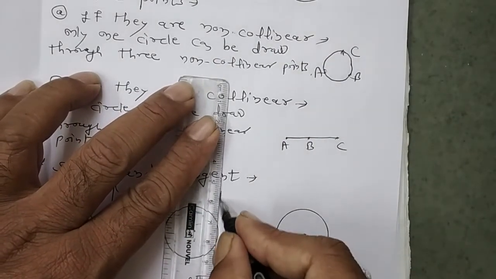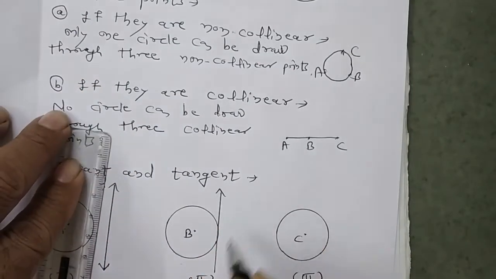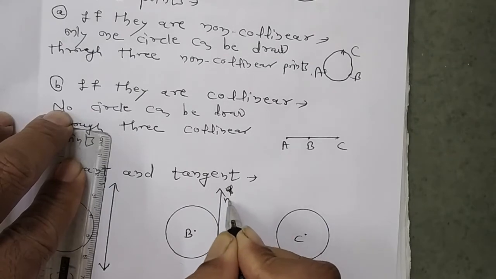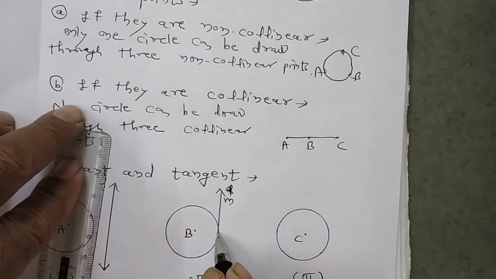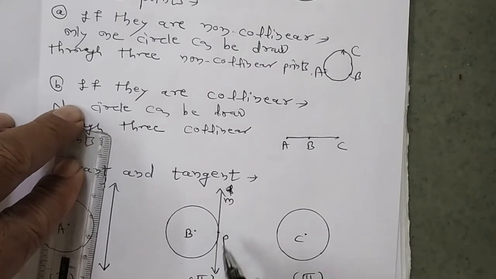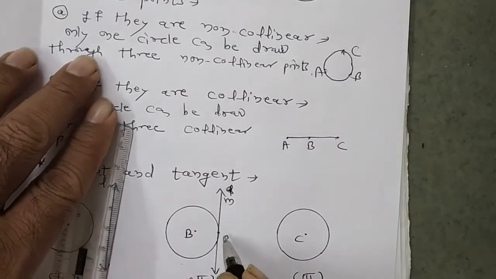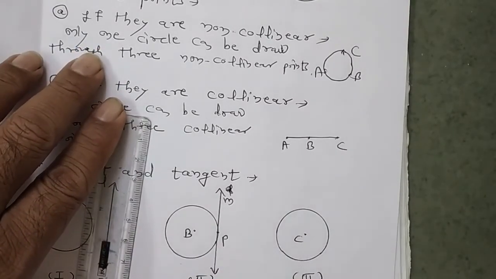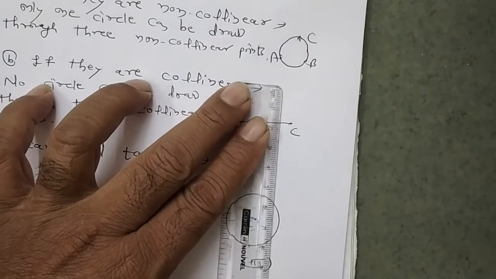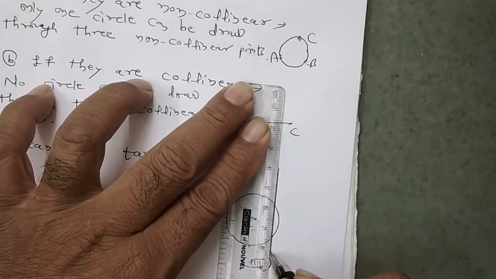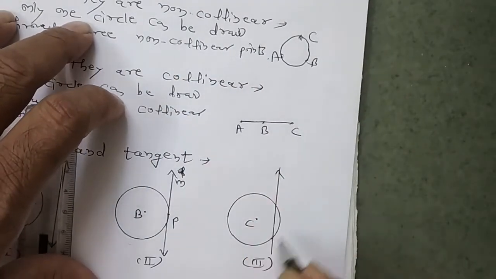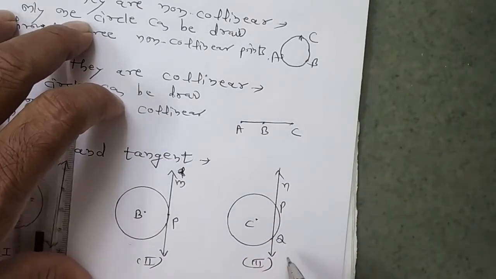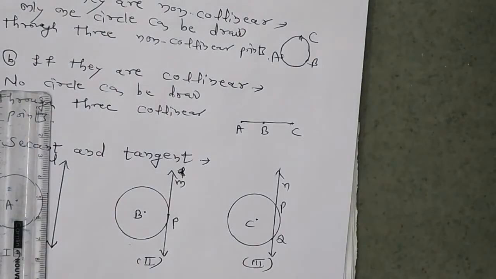In the second figure, suppose line M, this is line M. P point is common. If a circle and a line have only one point common, that is, P point is common, this is called a tangent. And if two points are common, this is N, P and Q. If two points are common, this is called a secant.